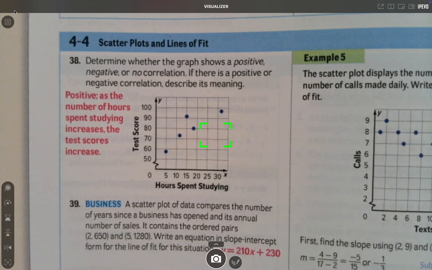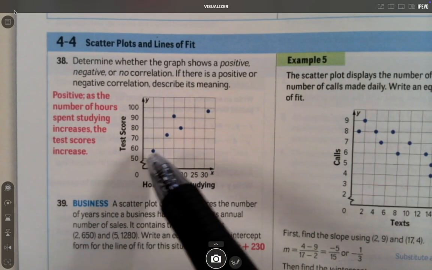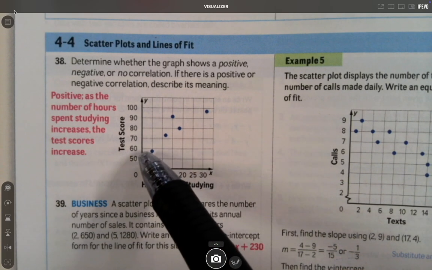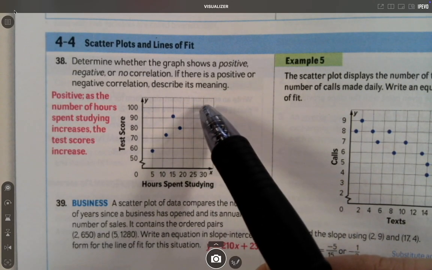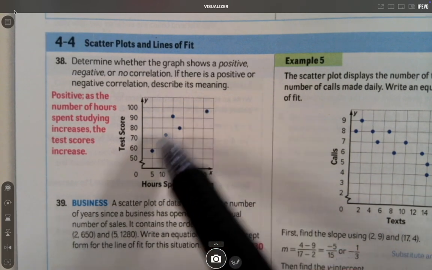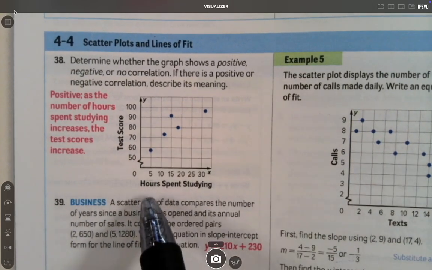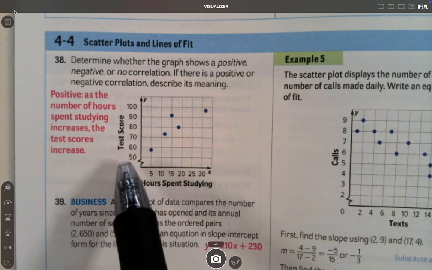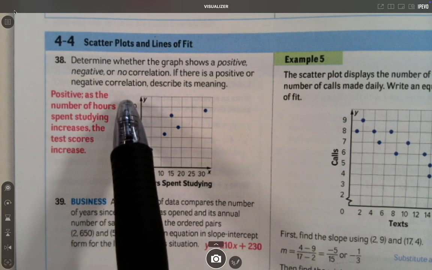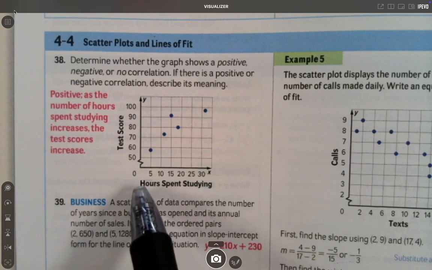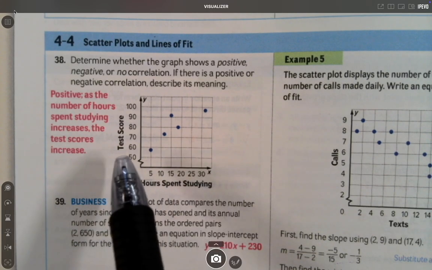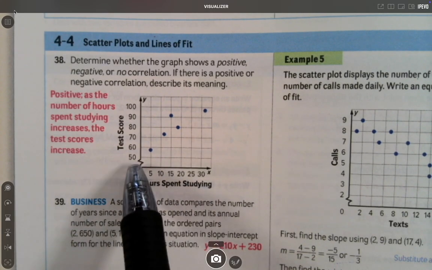Okay, determine whether the graph shows a positive, negative, or no correlation. So hopefully you can tell that overall, it's not a perfect line, but it doesn't have to be. Overall, the data is trending upward. So as far as what that means, it's a positive correlation. That means as the number of hours spent studying increases, the test scores also increase. And your language doesn't have to be exactly like mine, but you need to get the idea that as the hours spent studying increase, so do the test scores.